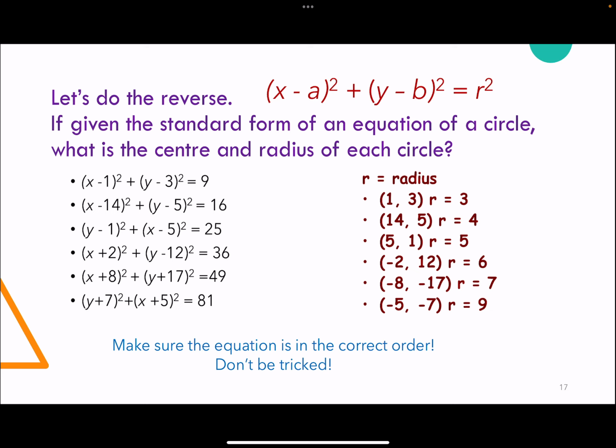Alright, so this is going to be the first part where you are able to obtain the equation of a circle and also to figure out what the center and radius are if you are given the equation in the standard form.